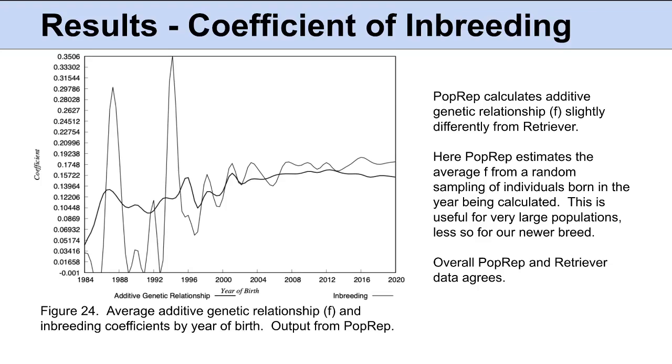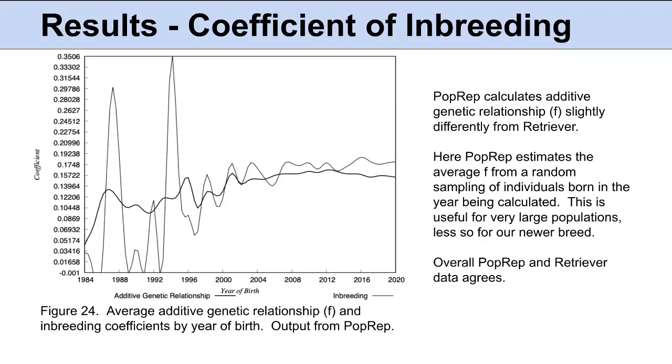Now we're going into data from PopRep, and I'm showing you this even though it's basically the same thing as the previous chart, because this acts as a data control. This is the average additive genetic relationship, which I mentioned earlier is the same thing as kinship, and inbreeding coefficients by year of birth. So this graph should look the same as the one I just showed you if it's using the same data. However, it is a little different, and what you can see is that the kinship, the additive genetic relationship, is lower in this population and doesn't have quite the extreme spikes that the Retriever data has.